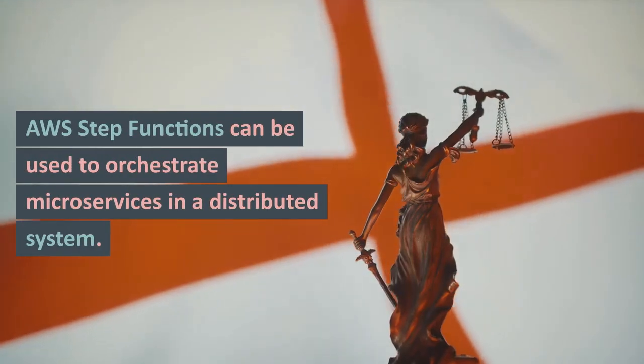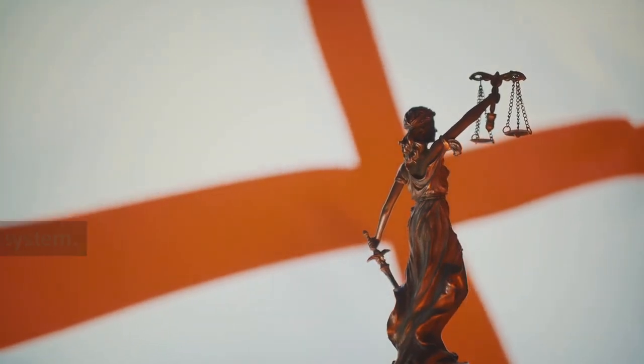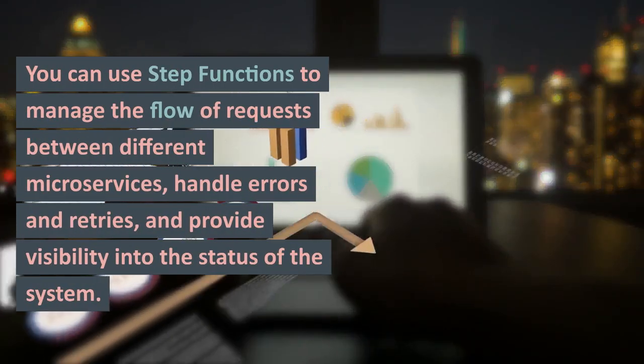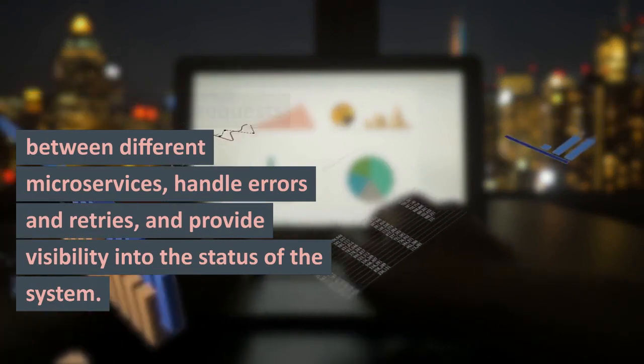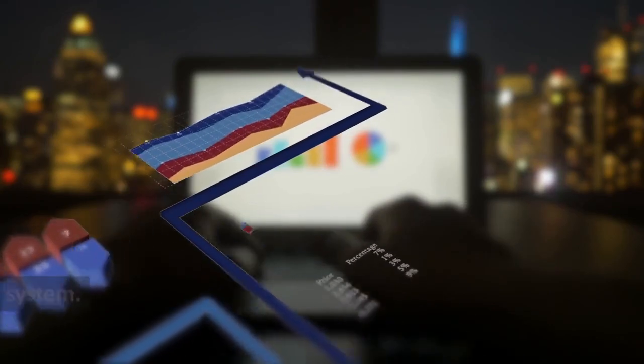Microservices orchestration. AWS Step Functions can be used to orchestrate microservices in a distributed system. You can use Step Functions to manage the flow of requests between different microservices, handle errors and retries, and provide visibility into the status of the system.